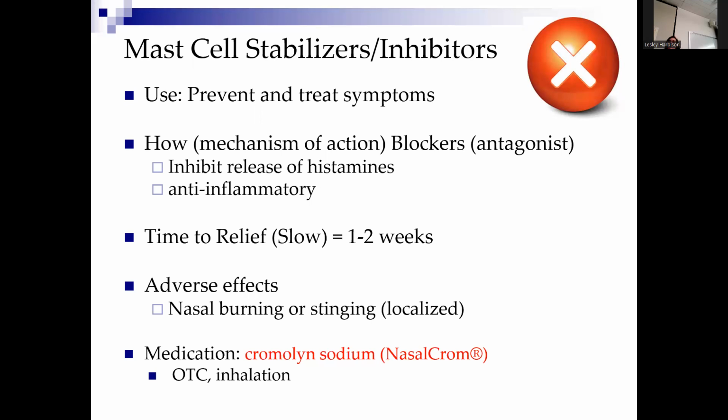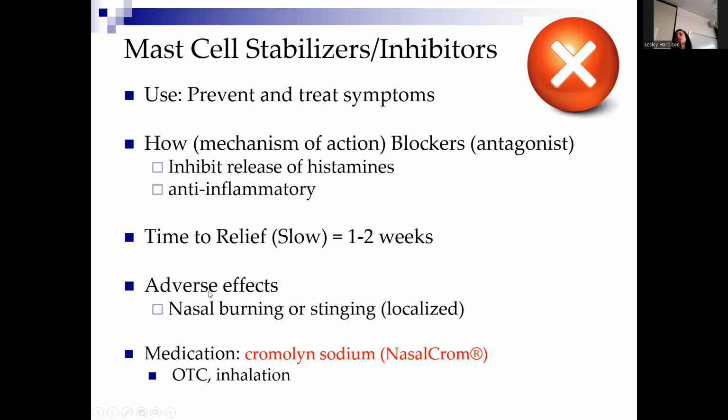So for a mast cell inhibitor, you're going to use this to either prevent or treat the symptoms. The mechanism of action is that it inhibits the release of histamine, and it has some anti-inflammatory properties. This is going to be earlier in the process. Instead of just blocking histamine responses, it happens a little bit before to try and keep the whole cascade from happening in the first place. But it doesn't instantly work. You have to take it preemptively, knowing that you have a risk of this, because it takes a couple weeks to work.